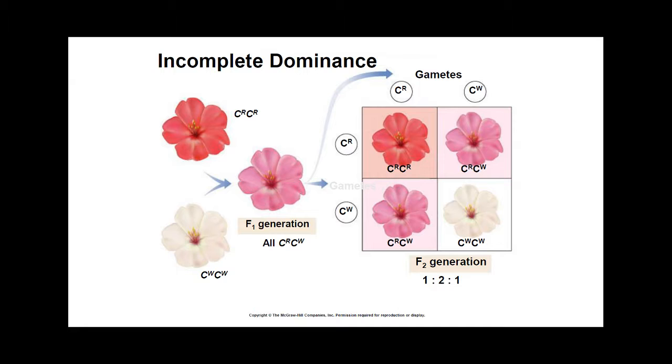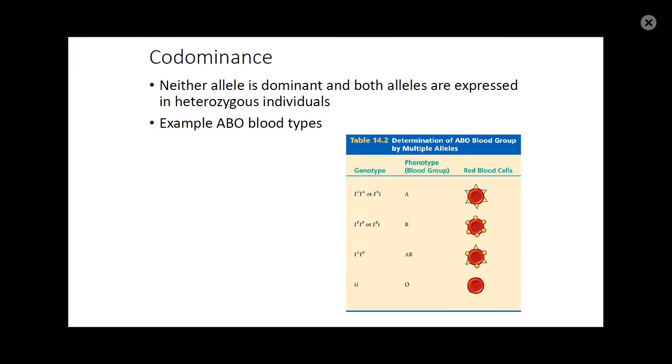Okay, so you understand this ratio. It's 1 to 2 to 1. That was incomplete dominance. Now we're going to talk about codominance. This is where both alleles are completely expressed in heterozygous individuals. So, in the case of blood cells, if something has an A allele, it has.